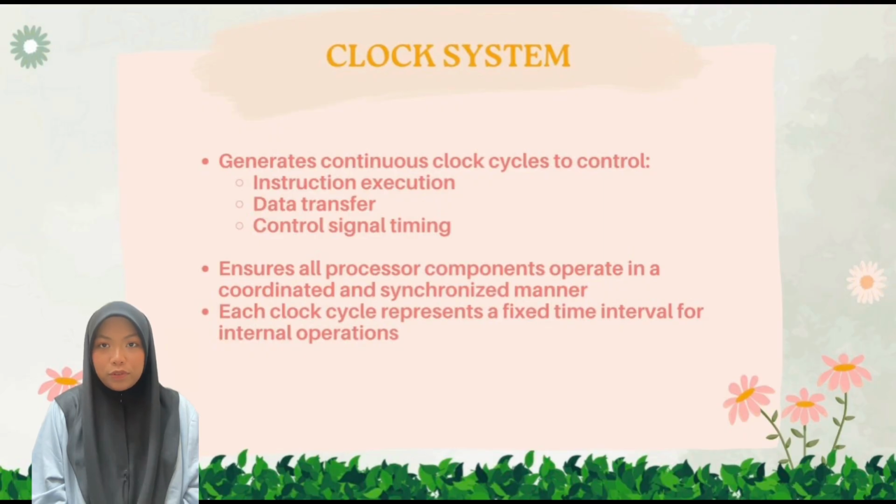In the Apple M1 processor, the clock system produces a steady stream of timing signals known as clock cycles, which regulate when instructions are executed, data is transferred, and control signals are triggered. Each clock cycle represents a fixed time interval during which specific internal operations are carried out, ensuring that all components of the processor function in a coordinated manner.